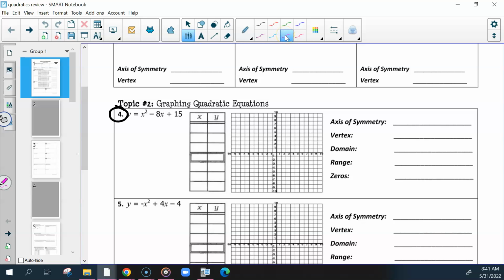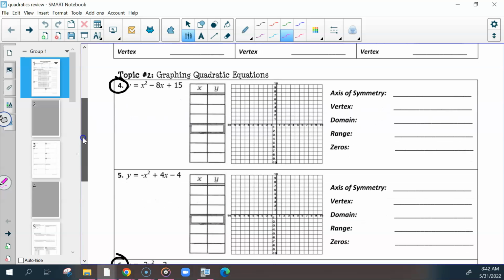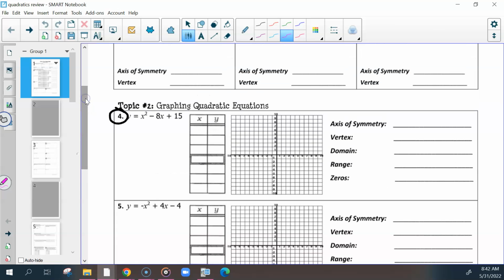Number 4 is where we're going to start off. For these, you need to start off with your axis of symmetry. Well, actually, where you start is not really important because some of this you could do out of order. But we are going to start with axis of symmetry. You do need to remember how to find that. X equals negative b over 2a. You will need to know that. It will not be given to you.